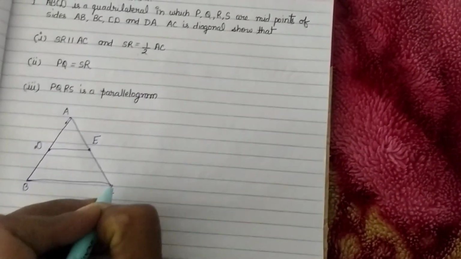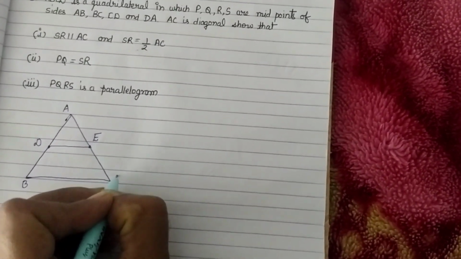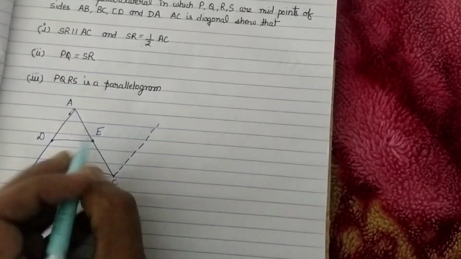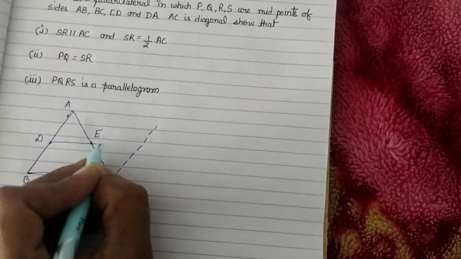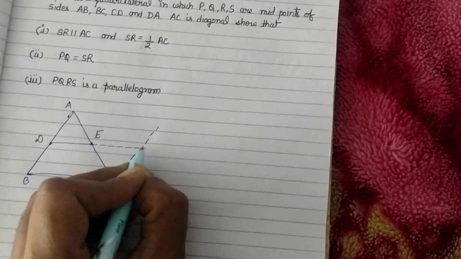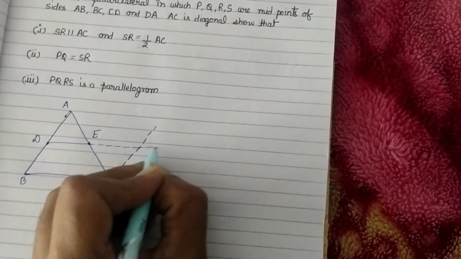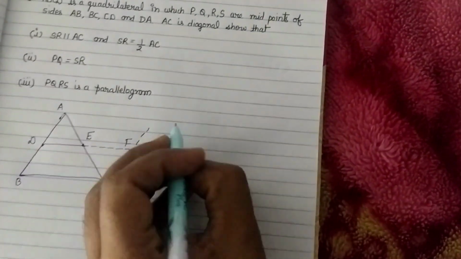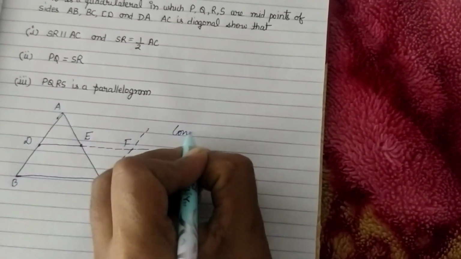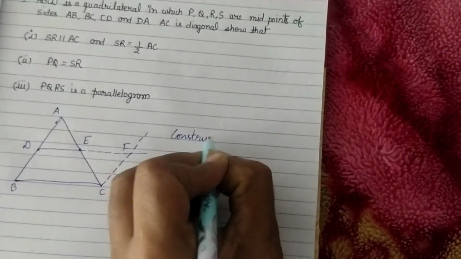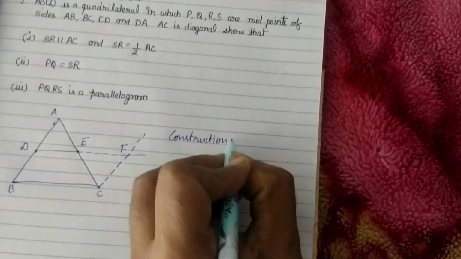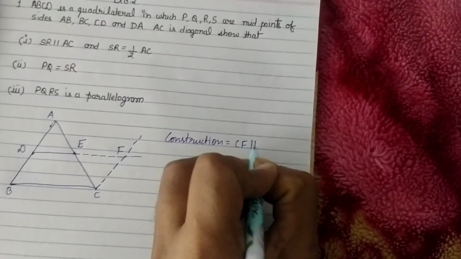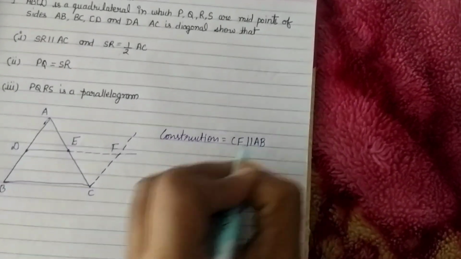How can you prove it? First of all, we will draw a construction here. Draw a line parallel to AB and extend this DE so that it intersects at point F. So what will you do? Construction: draw CF parallel to AB.